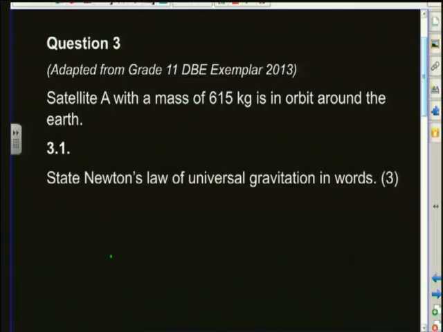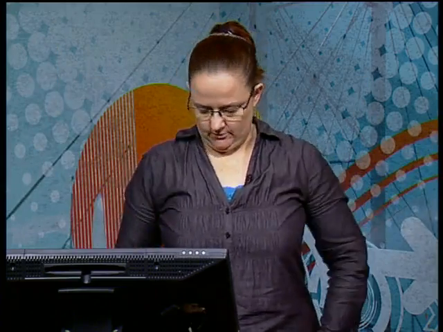So they tell you, satellite A with a mass of 615 kilograms is in orbit around the Earth. We don't care what satellite A is. It can be debris. It could be an actual satellite, like how you get transmission or how cell phones work, but it doesn't actually matter. It could be the moon, though at 615 kilograms, it's not the moon.